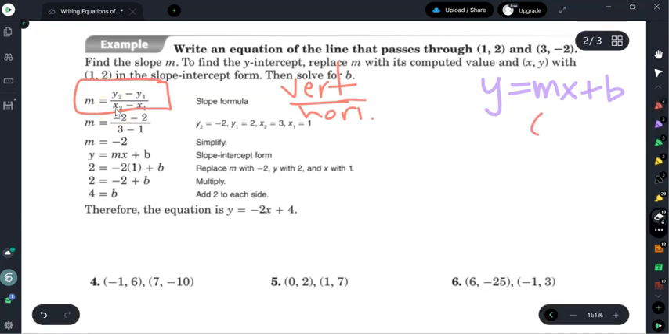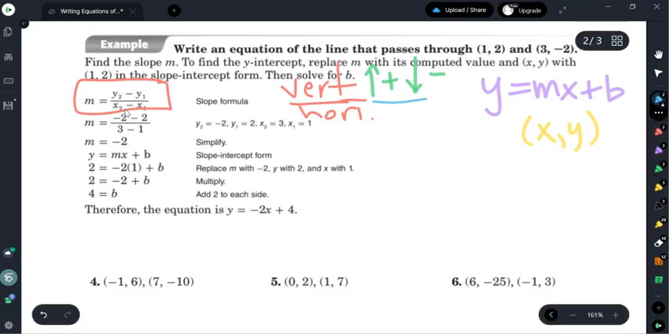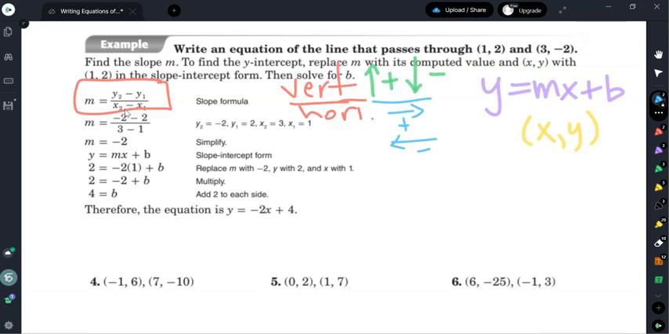Just because x comes first when you're plotting points doesn't mean it comes first when you're doing slope. For slope, the vertical change comes first on top and the horizontal is on the bottom. The way you can look at this, up is positive, down is negative. When you look at the horizontal front, right is positive, left is negative. And that's how you determine the type of slope you have.